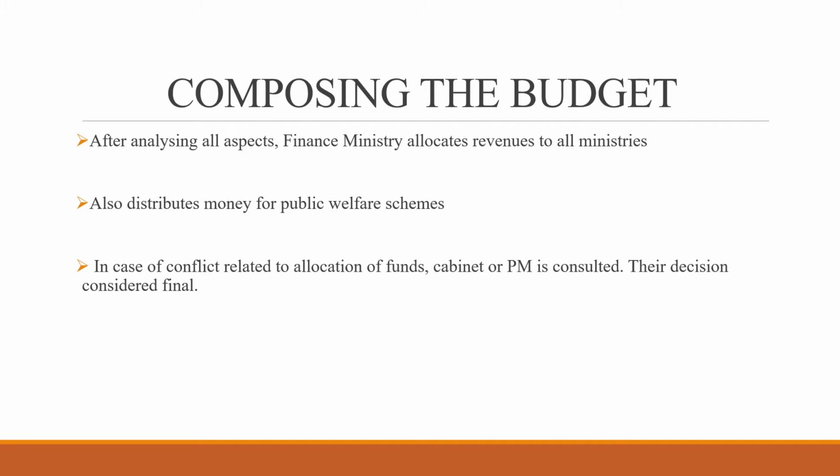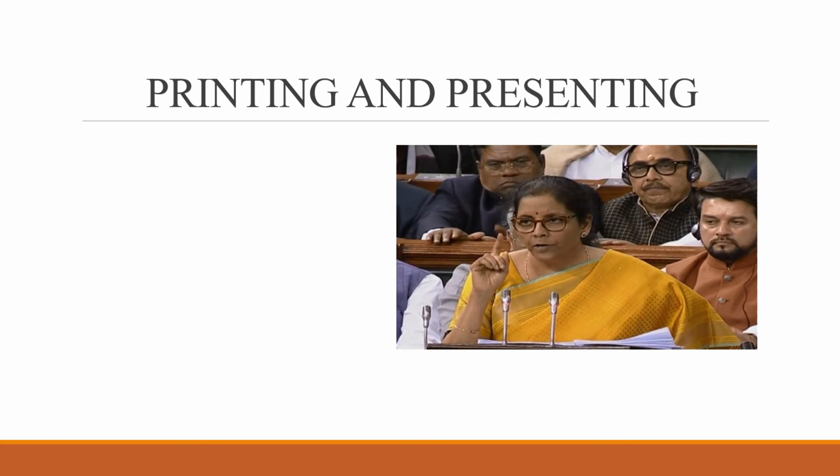Whatever decision is taken by the union cabinet or the prime minister is considered final. After completing the allocation of resources to future expenditures, the Finance Ministry, in association with the Central Board of Direct Taxes and the Central Board of Excise and Customs, prepares a report of the estimated revenues to be generated in the ensuing financial year. Next up, we have printing and presenting the budget.